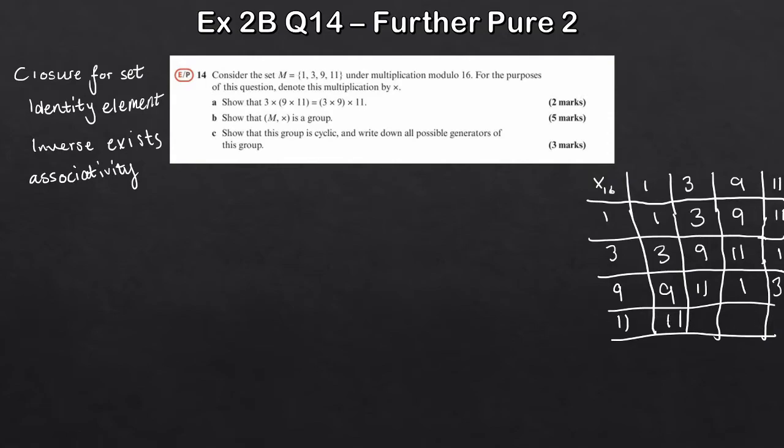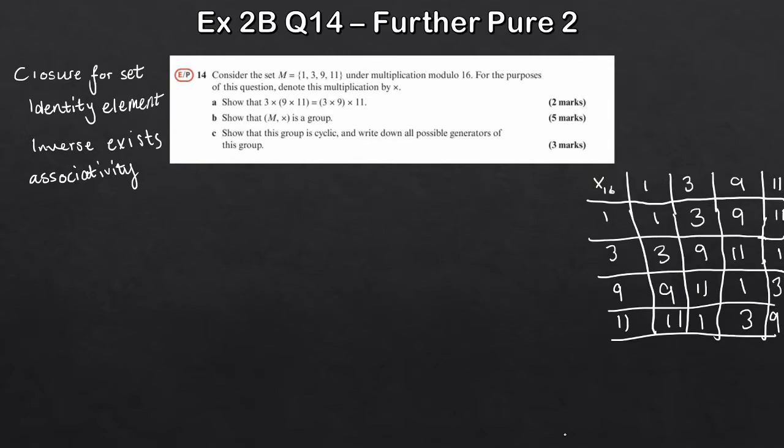11 times 3, we already did that, that was 1. 11 times 9, did we do that? No, not yet. Oh yeah, we did. 11 times 9, that's 3 mod 16. And then finally, 11 times 11, 121 mod 16, that'll give you 9.